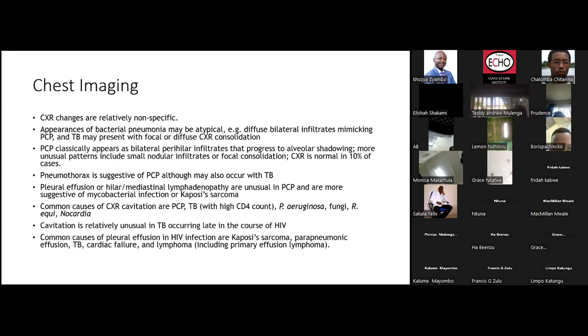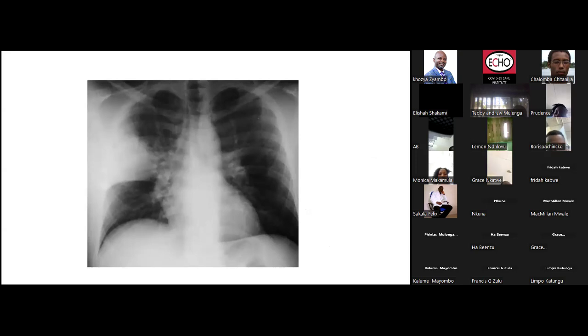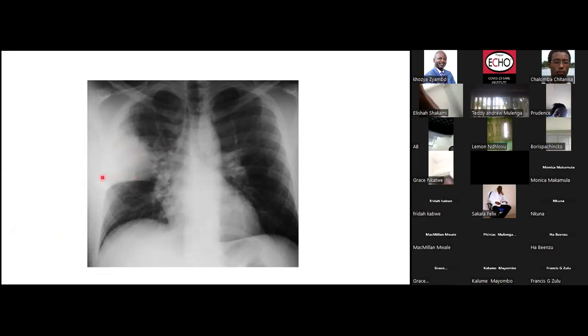With pleural effusion, again, KS, parapneumonic effusions, primary lymphomas, these are some of the things that can give you abnormalities on chest X-ray. So this is a patient with HIV. This patient had a normal CD4. Let me just get to my pointer so that I can show you. So you can see this consolidation here. It's normally what an immunocompetent person would have.